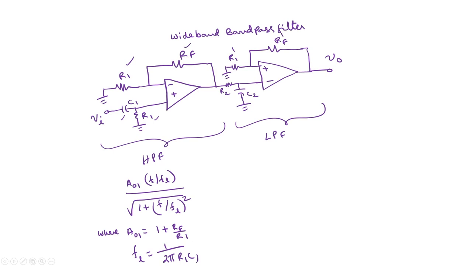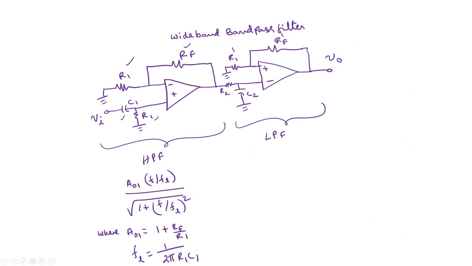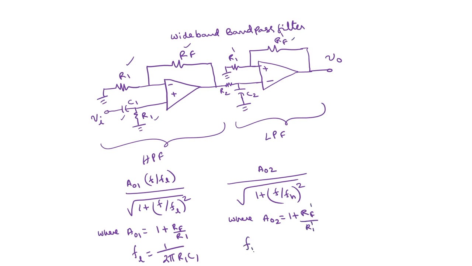Whereas for the low pass filter, which you have derived here, it is A02 divided by square root of 1 plus F by FH whole square, where A02 is 1 plus RF dash by R1 dash, and FH is 1 by 2 pi R2 C2. So this is going to decide the higher cutoff frequency of the wide band pass filter, and the other is going to decide the lower cutoff frequency. Now this will be the wide band pass filter response.